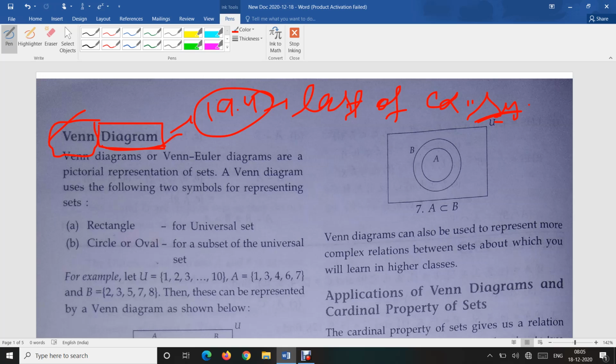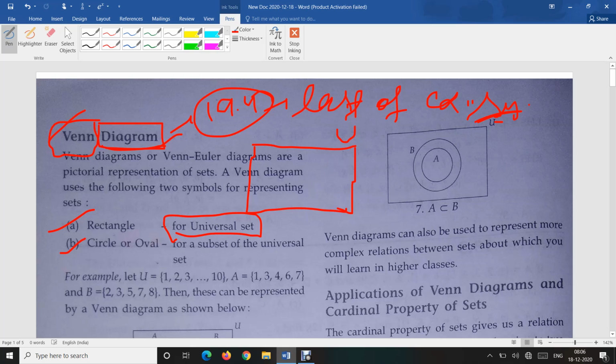Okay, so for Venn diagram we have some symbols to represent sets. First is the rectangle for the universal set. I already told you about the universal set, that set which contains everything. So whenever we draw a diagram, first of all we will draw a rectangle, and this rectangle will be the universal set. That means this rectangle contains all the sets or all the elements.